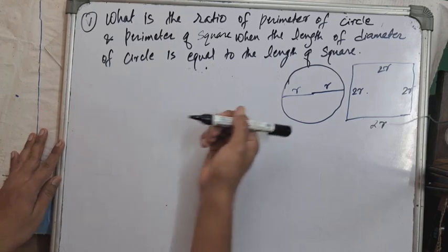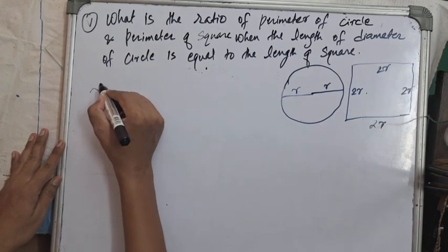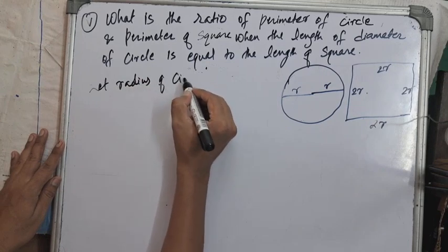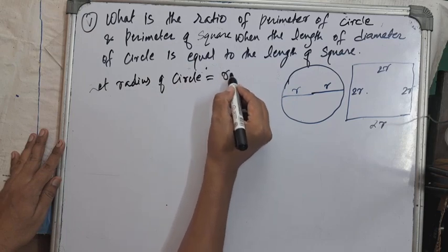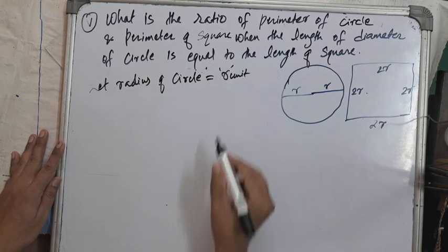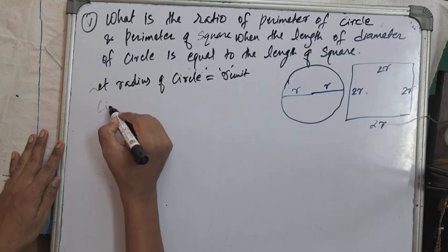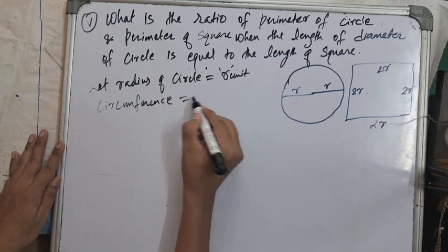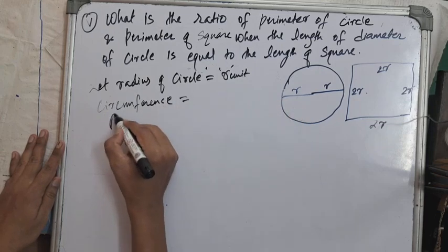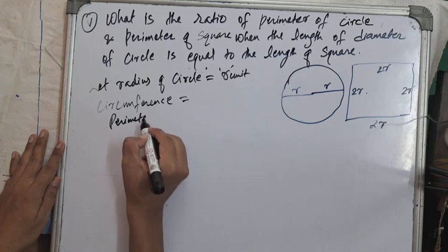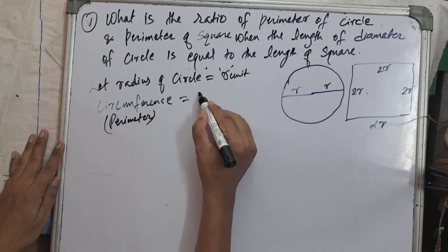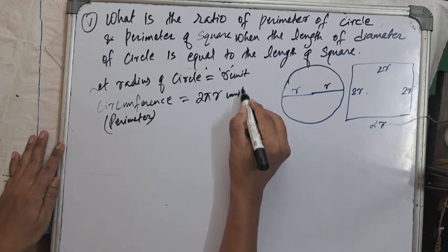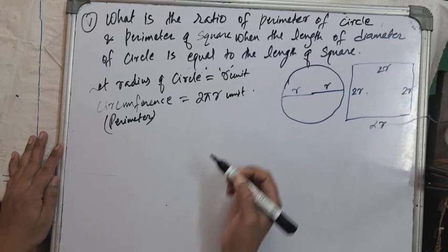Now first let us find the circumference of circle. Let radius of circle equal to r unit, then circumference of the circle. Circumference means perimeter. Circumference and perimeter are same thing. Circumference of circle equal to 2 pi r, isn't it? If radius is r unit, then circumference is given by the formula 2 pi r.